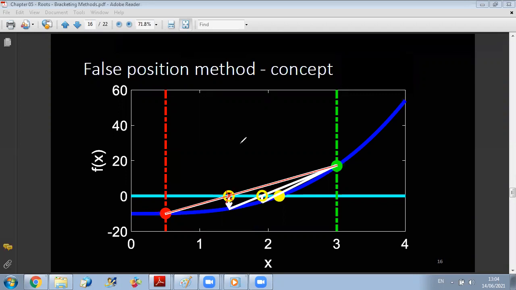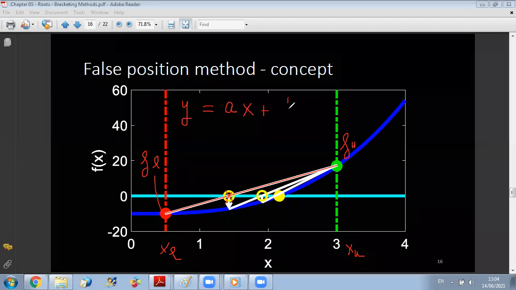If you want to find numerically what is xr, you say I will call this point x lower, and it's characterized by f lower, and this point is x upper, and it's characterized by f upper. When you join the straight line between these 2 points, you will get a straight line of equation y equals a times x plus b, where a is the slope. Because you are interested in the intersection with the x-axis, the first step is to find the equation of this line.